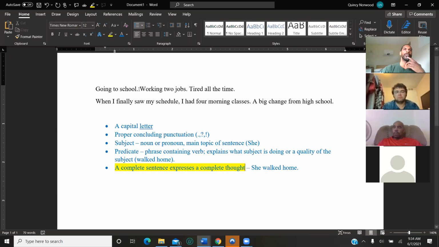Okay. So, oh, and if it can stand alone by itself and make sense, all right, I don't want to get too into clauses, but if it can stand by itself and make sense, then it's called an independent clause. All right, we don't have to go too far into that. Now, okay, look at these sentences right here.